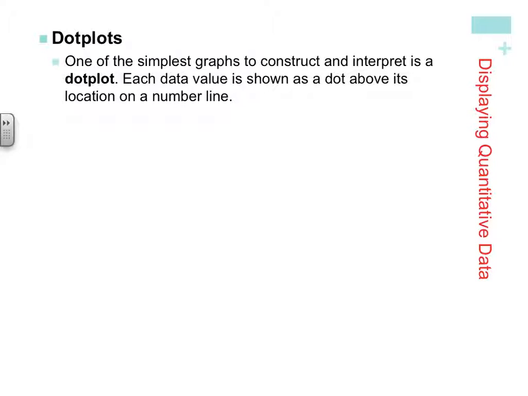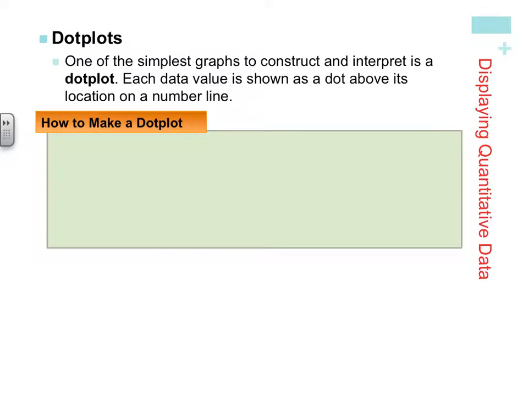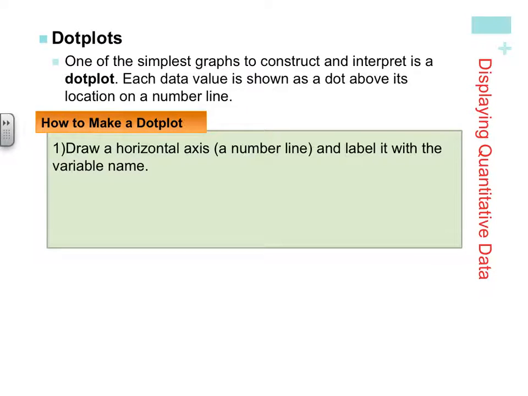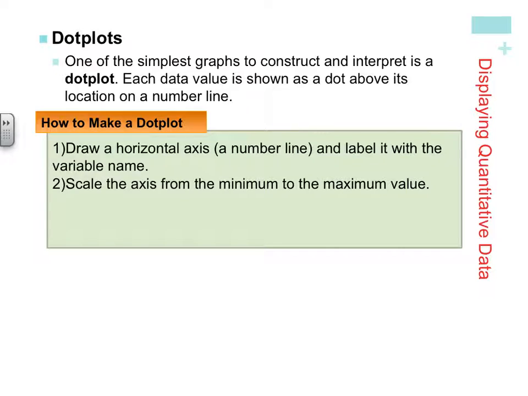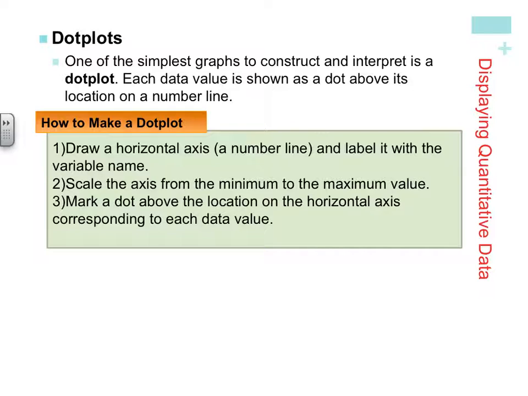We're going to work through one. We are expected to know how to both create one as well as interpret them. And dot plots are probably the most common graph that we will use for quantitative data this year. So the first thing that we're going to do is draw a horizontal axis or a number line, and we're going to label it with a variable name. We're then going to scale the axis from the minimum to the maximum value. And finally, we're going to mark a dot above the location on the axis corresponding to each data value.